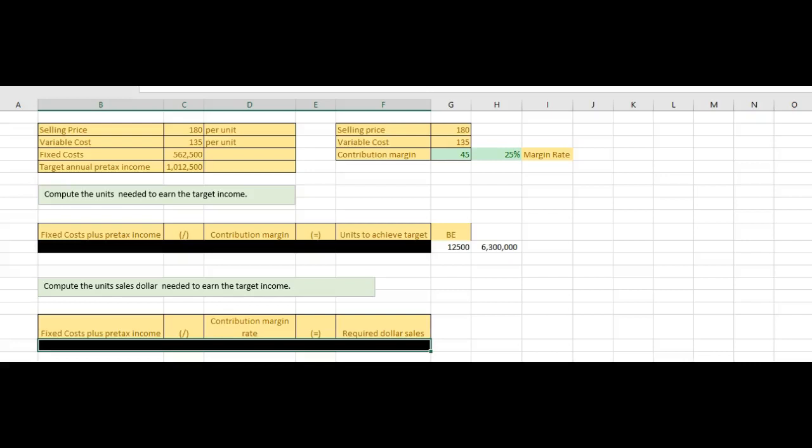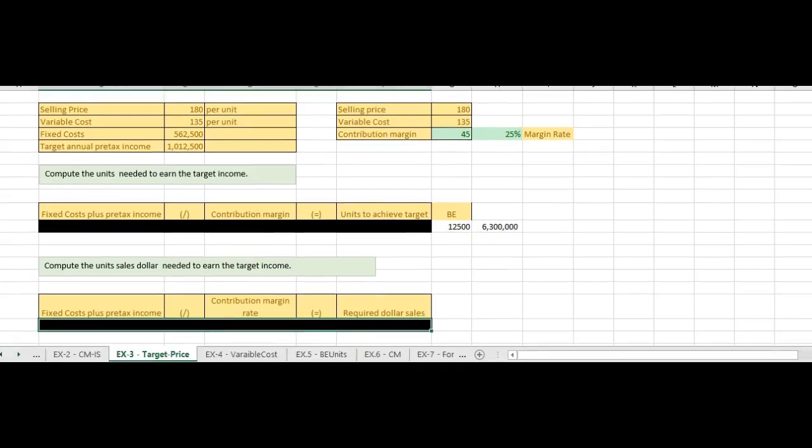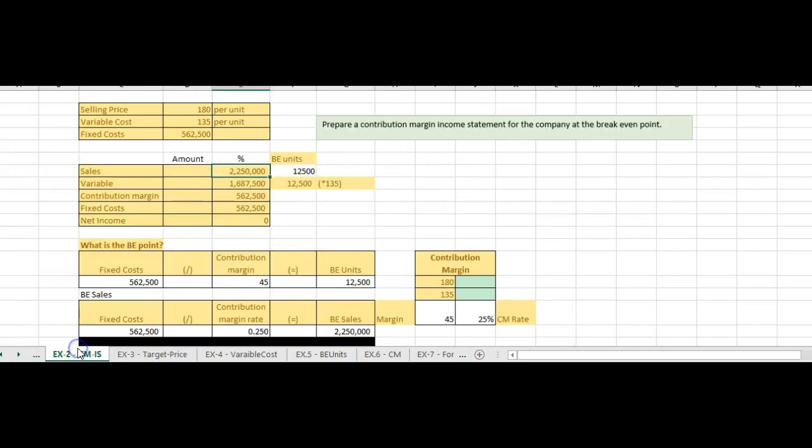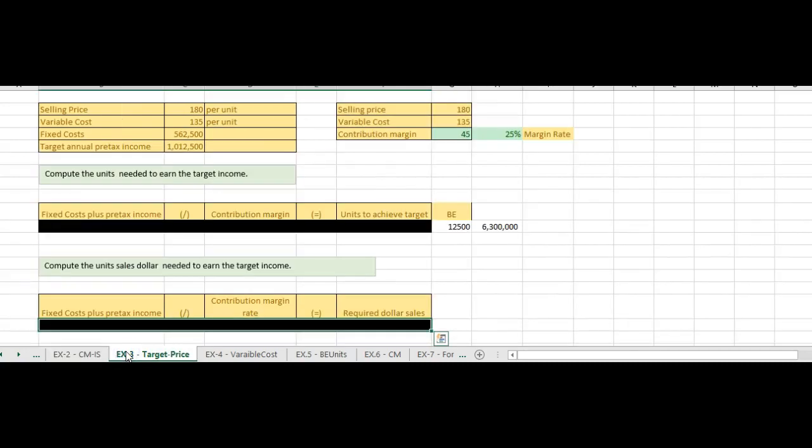Okay, this is tab 3. I just realized it's not showing what tab I'm on, so let's move that down like that. That's a little bit better. So now we're going to look at the same scenario I believe we had here with a different twist.